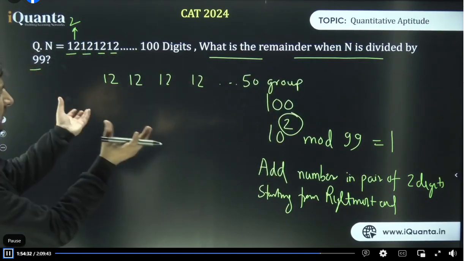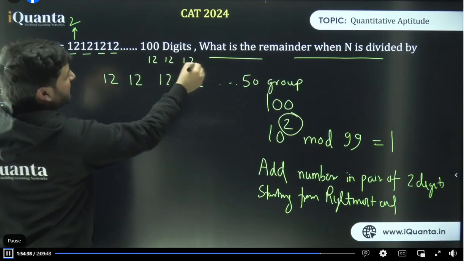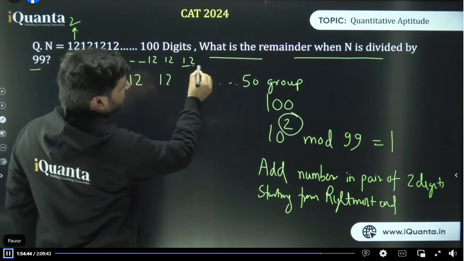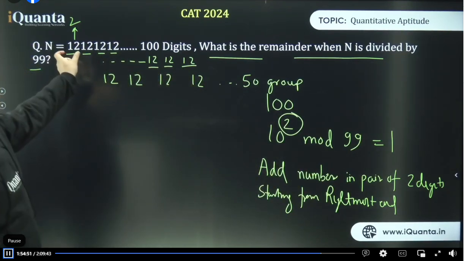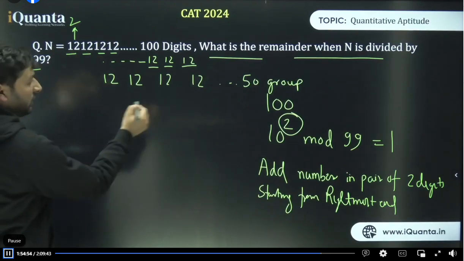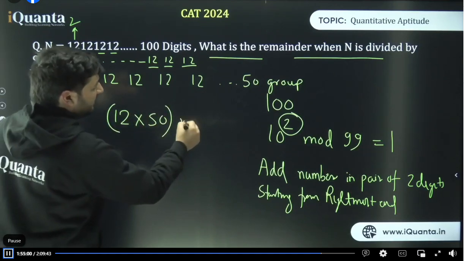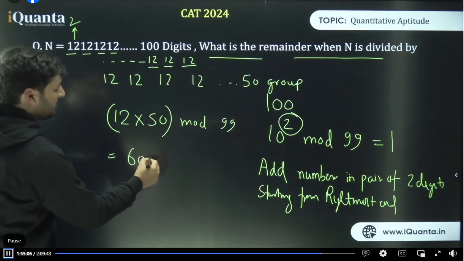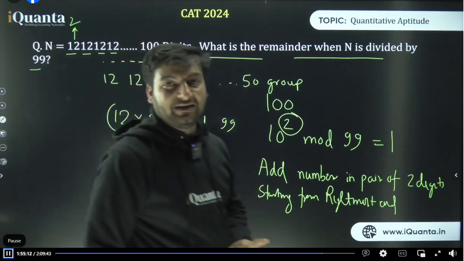So what will be the sum of 50 such groups of 12? Because see, the number will definitely end with 1 2 1 2 1 2, isn't it? The number will end like this when it continues till 100 digits. I have to start from the rightmost end. Last 2 digits will be, because I have to take a pair of 2 digits. So 12 plus 12 plus 12 plus 12, keep coming till the first pair, which is also 12. So what will be the total sum? Every pair is 12. I have 50 such pairs. So this is the sum that I'm getting, and you will ultimately find out mod 99. So this becomes 600 mod 99. Now you can simply divide 600 by 99 and get your answer.